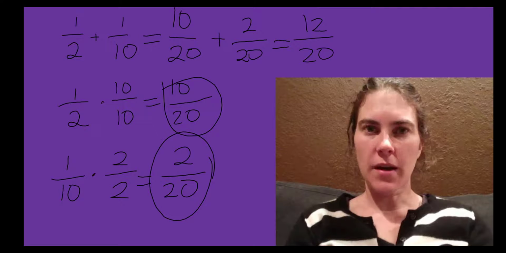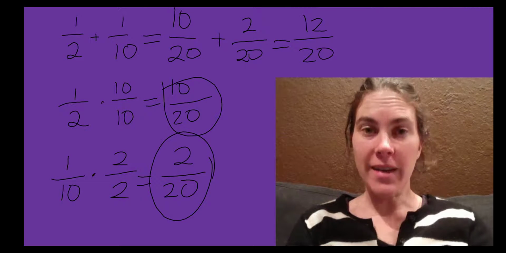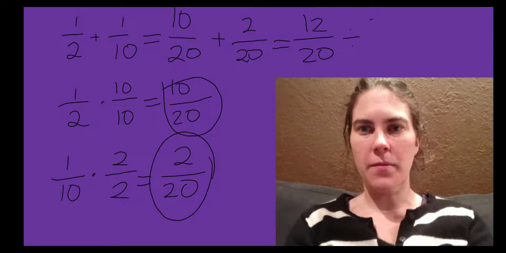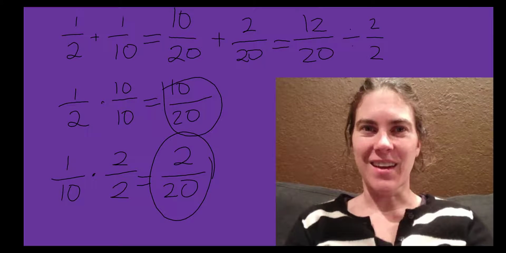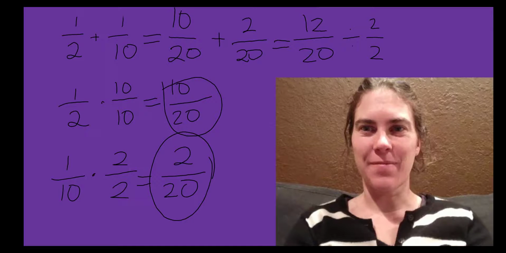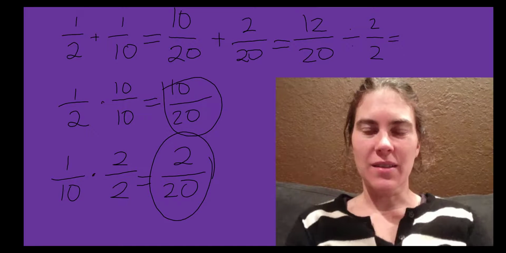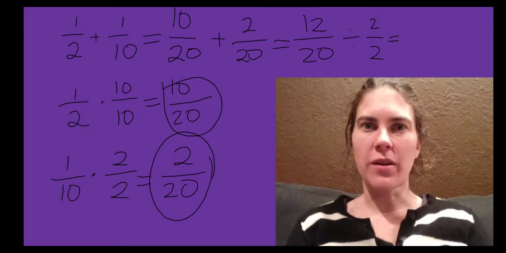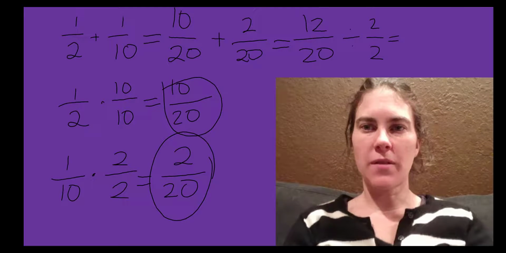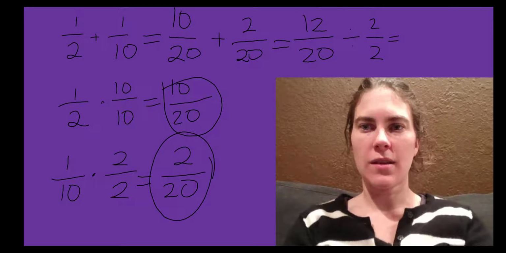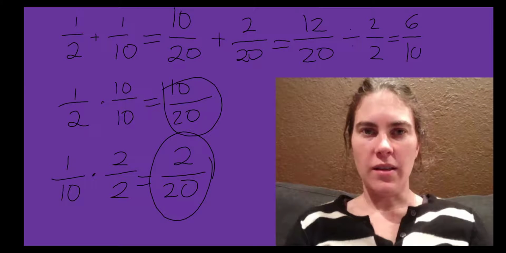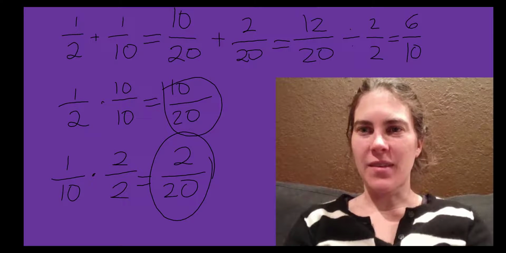Is it simplified? No, they're even. All right, so we are going to divide by 1 whole. Okay, 2/2 is another name for 1 whole. I'm doing this because they're even, so I know 12 divides by 2, and I know that 20 divides by 2. So 12 divided by 2 is 6, and 20 divided by 2 is 10. Is it simplified? No, they're even. I'm going to do it again.